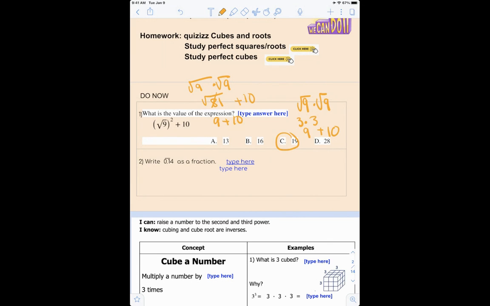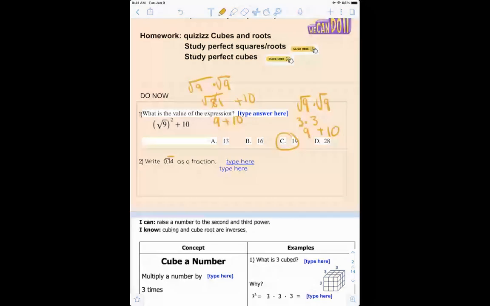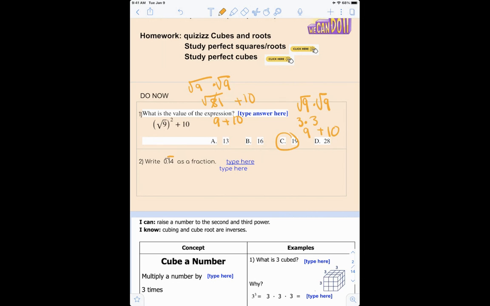Okay, the second example asks you to write 0.14 as a fraction in simplest form. So remember, it is 0.14 bar, and that bar means it's a repeating decimal. So we write that as over nines, it is not equal to 14/100ths. It's equal to 14/99ths. And I can't simplify that fraction, so I'm all set.